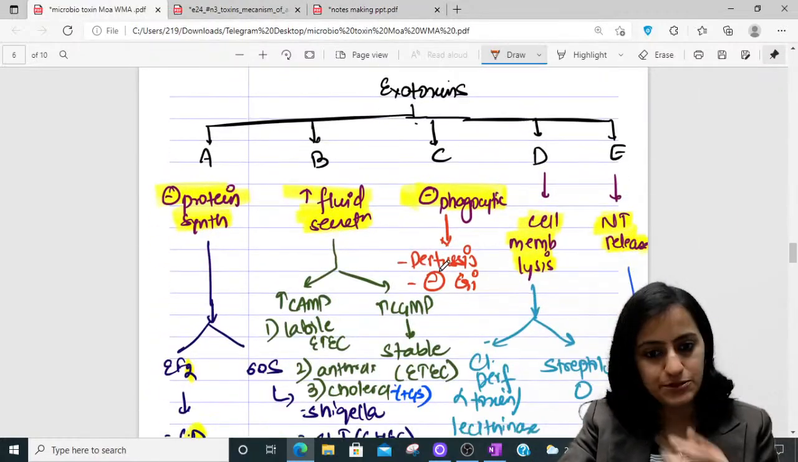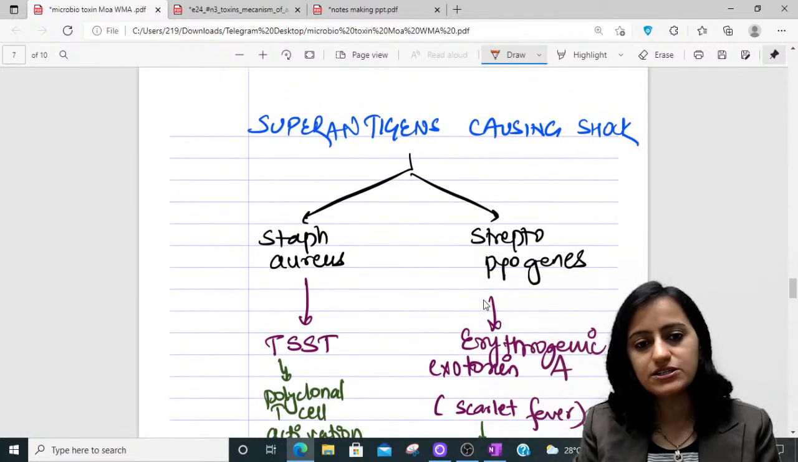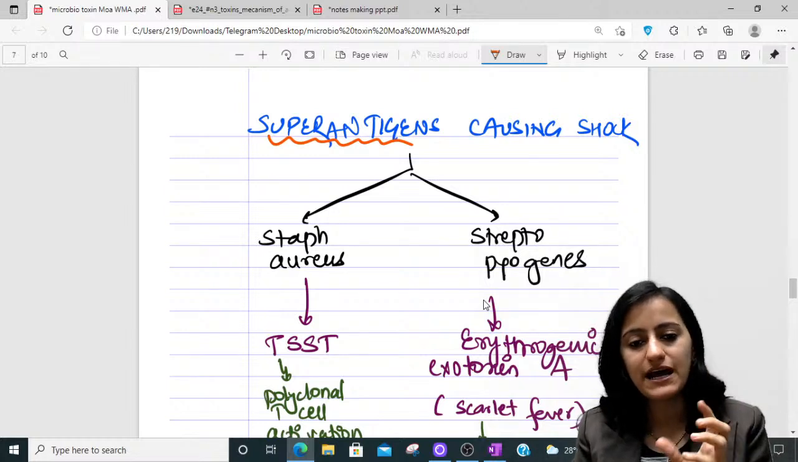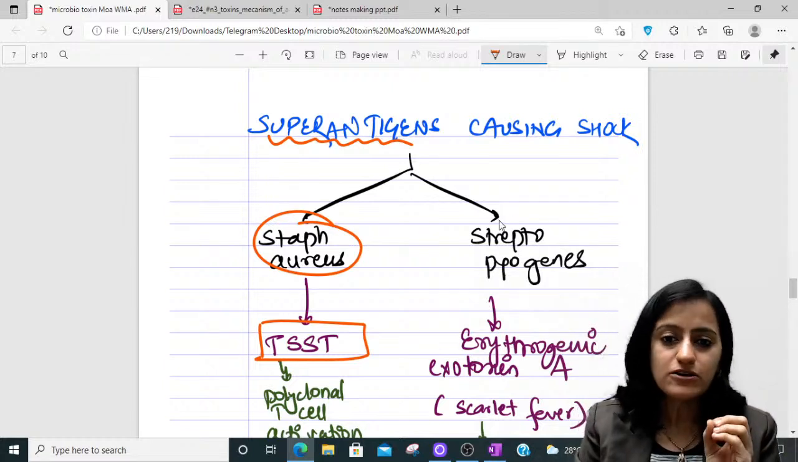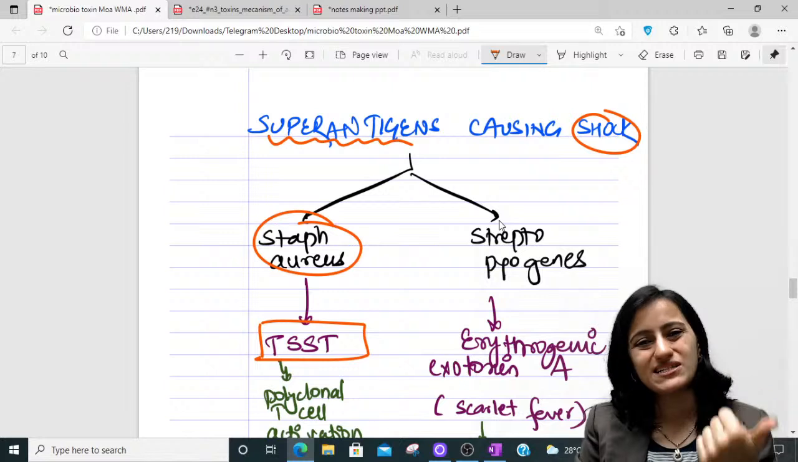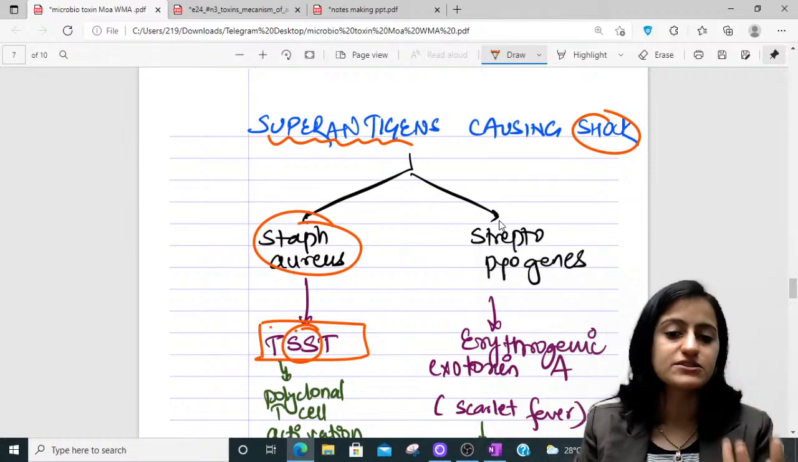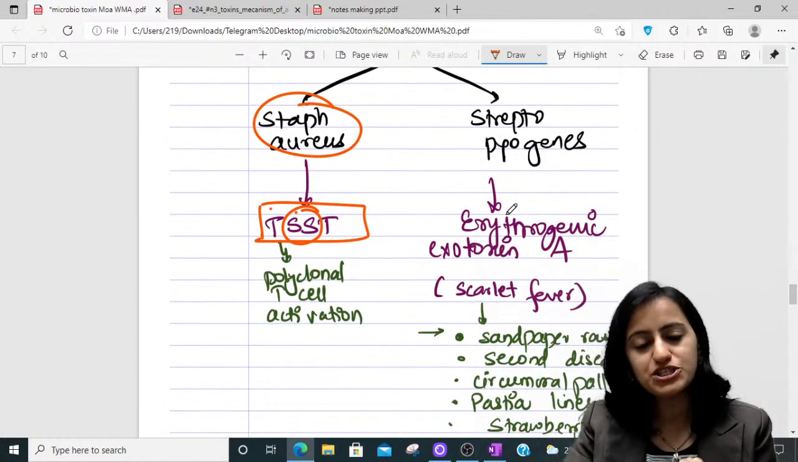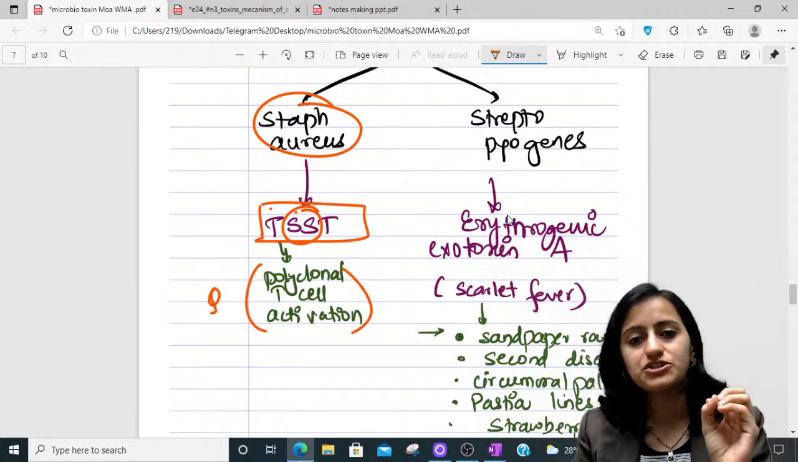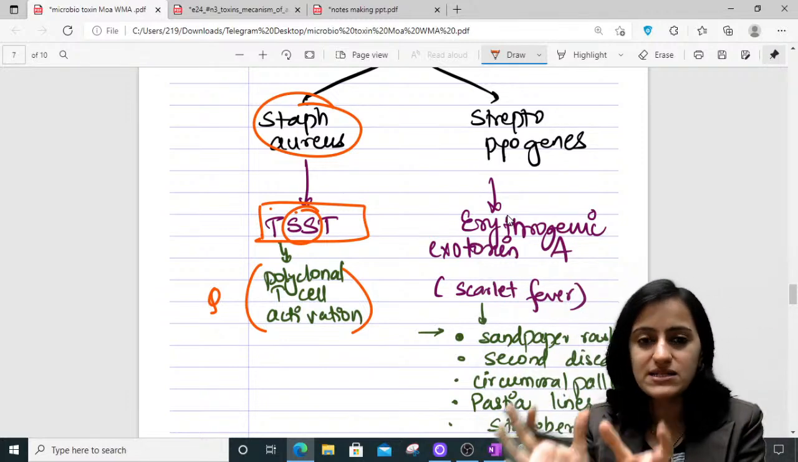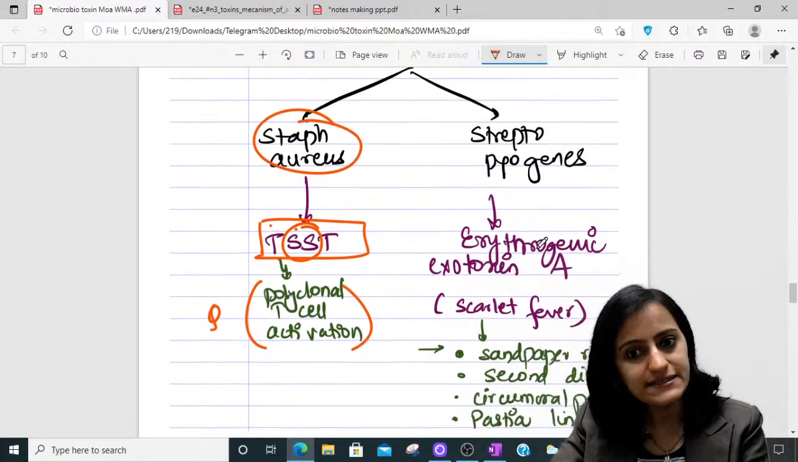Now coming to the next one, we will revise this quickly later on. Super antigens causing the shock. Which are the super antigens? Staph aureus's TSST, the toxic shock syndrome. Super antigens cause sepsis, they cause fever and shock. So toxic shock syndrome, it itself says it's causing shock. Why are they super antigens? They cause polyclonal T cell activation. A lot of T cells are activated outside the antigen binding site, and it leads to a lot of cytokine release that leads to shock.